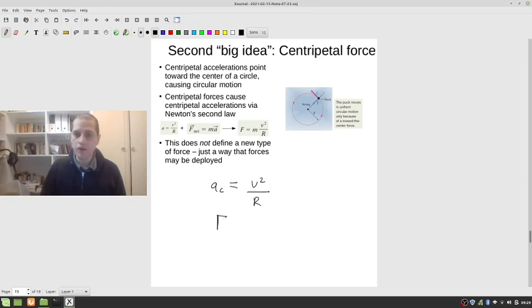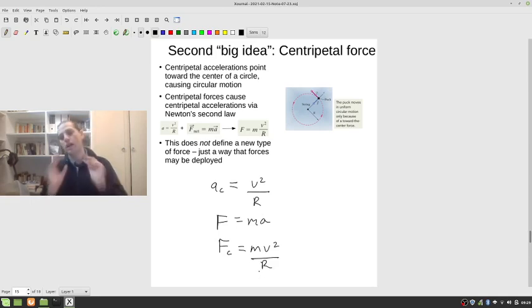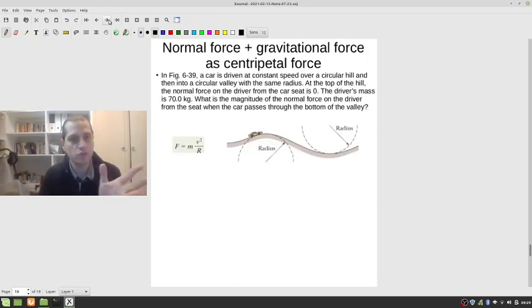So if you have F equals ma, and your acceleration has a size of v squared over r, your centripetal force must have a size of mv squared over r. Okay, so as I said, this doesn't define a new type of force. It's just a way that forces might be used. Okay, so here's an example. I think it's a good one.